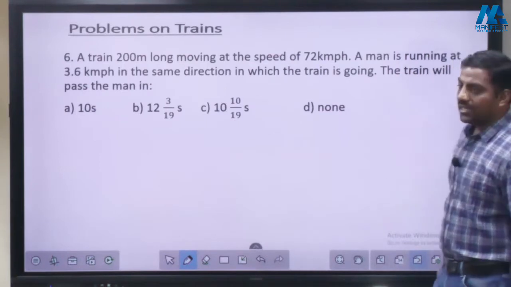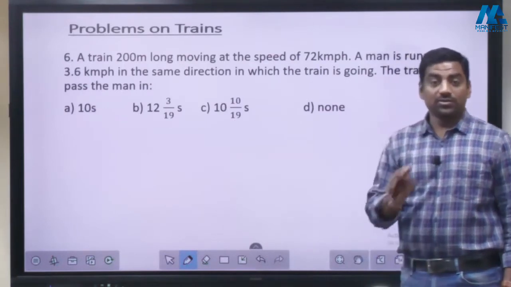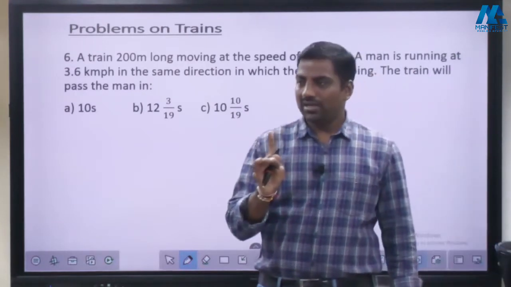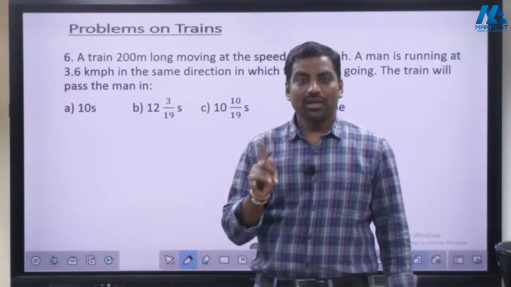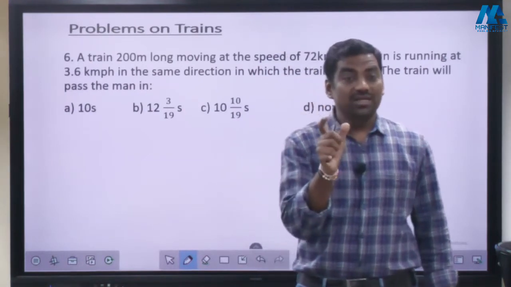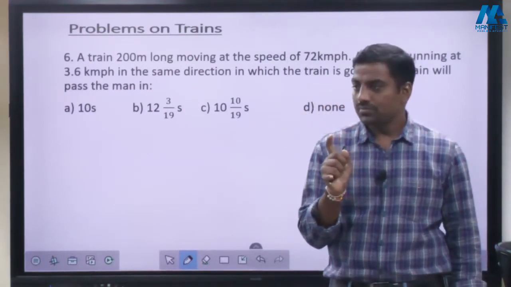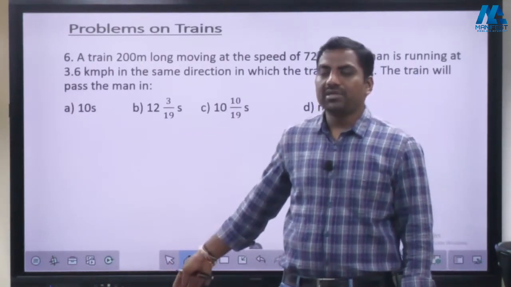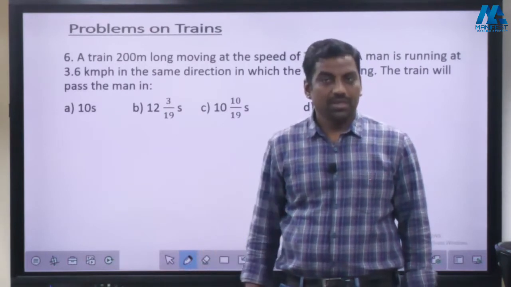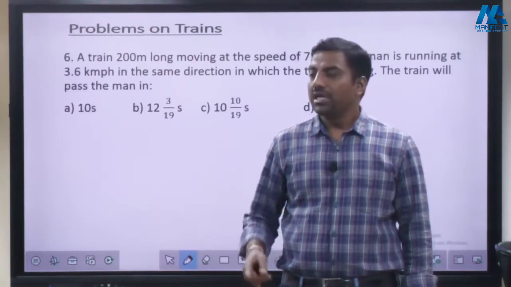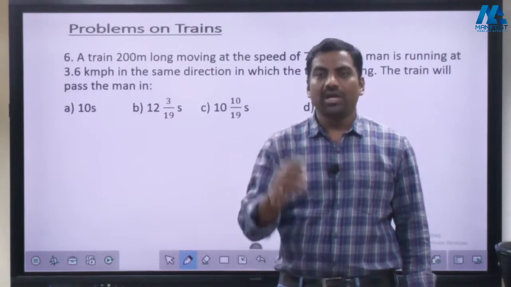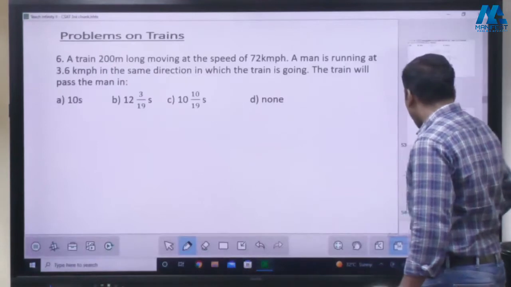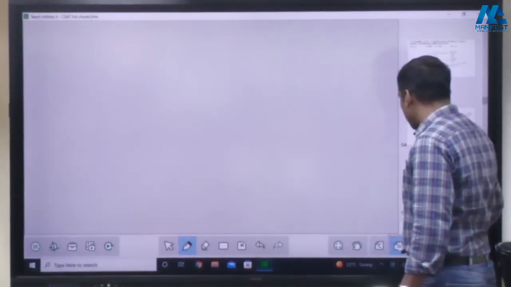A man is running at 3.6 km per hour. So far we were taking what? The standing man. Now the person is doing what? Running. So it will affect the time taken, yes or no? If the man was stationary, then the calculation, whatever that we have done so far is correct. If the man is moving, it will take either more time or less time that we have to calculate. But before this one, I would like to teach you another variety in this problem.